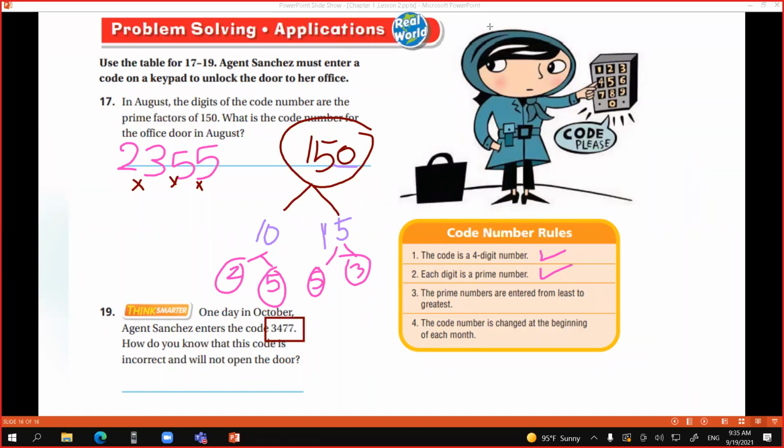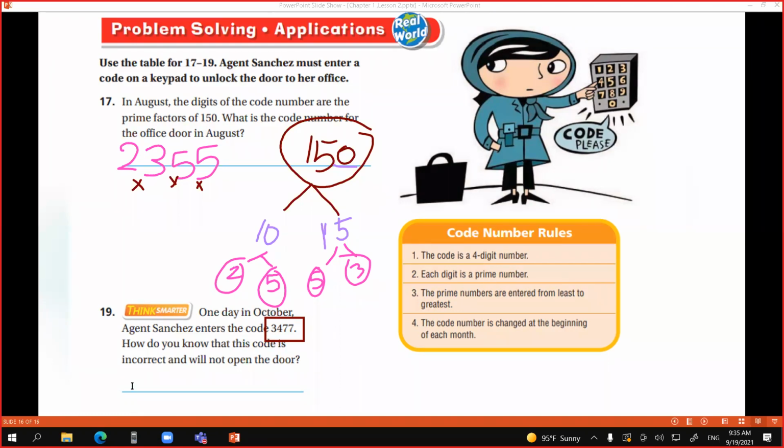I think we should multiply the 3 by the 4 by the 4. Why is it not correct? Look at the rules of the code number here. Do we have 4 digits? It's a 4. Oh, teacher, I know why. Because 4 isn't a prime number. Bravo, thank you so much. So that's why this code is not correct.